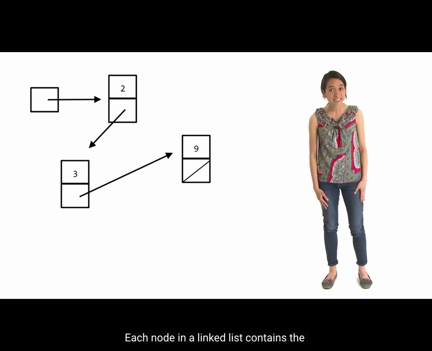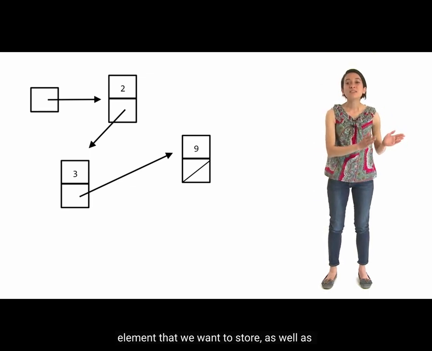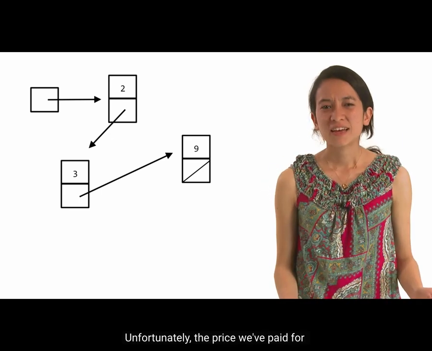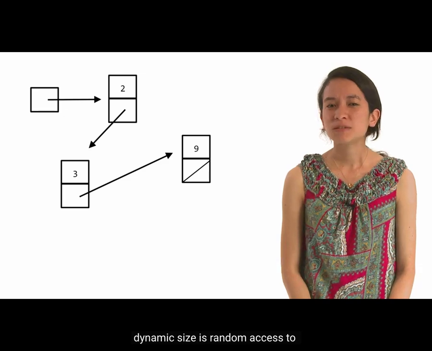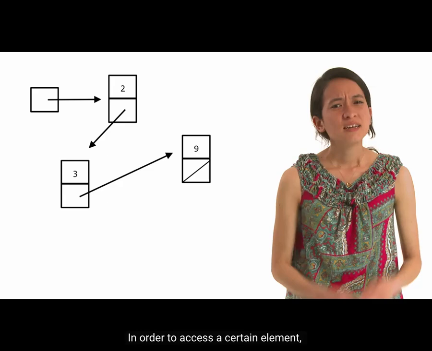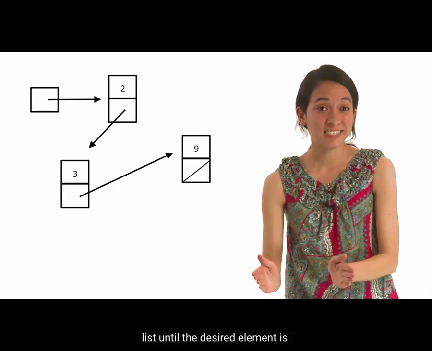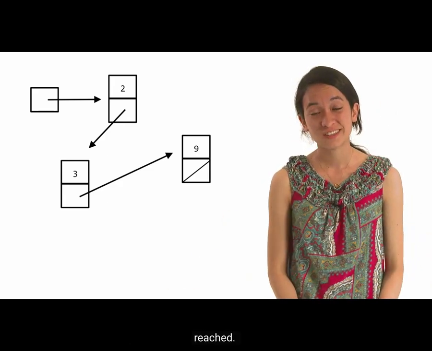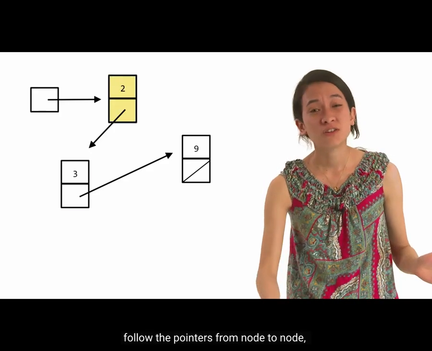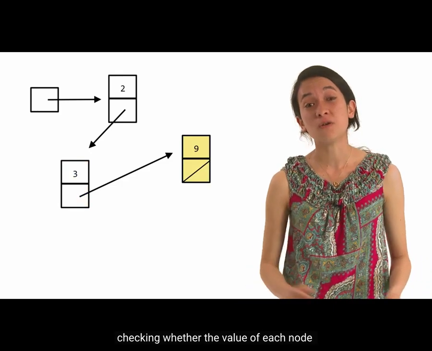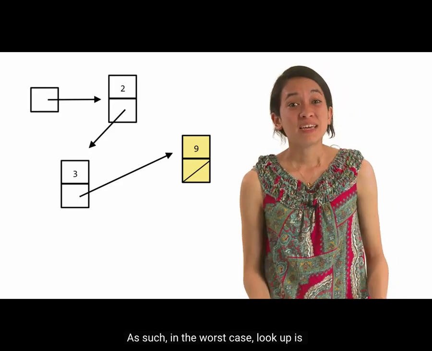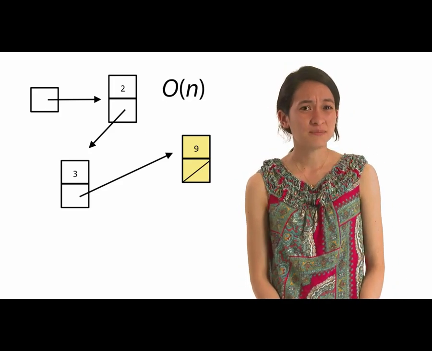Each node in a linked list contains the element we want to store, as well as a pointer to the subsequent element in the list. Unfortunately, the price we've paid for dynamic size is random access to elements. In order to access a certain element, it's necessary to traverse the entire list until the desired element is reached. So, if I'm looking for the number 9, I'd follow the pointers from node to node, checking whether the value of each node is equal to 9. As such, in the worst case, lookup is O(n), which is far from efficient.